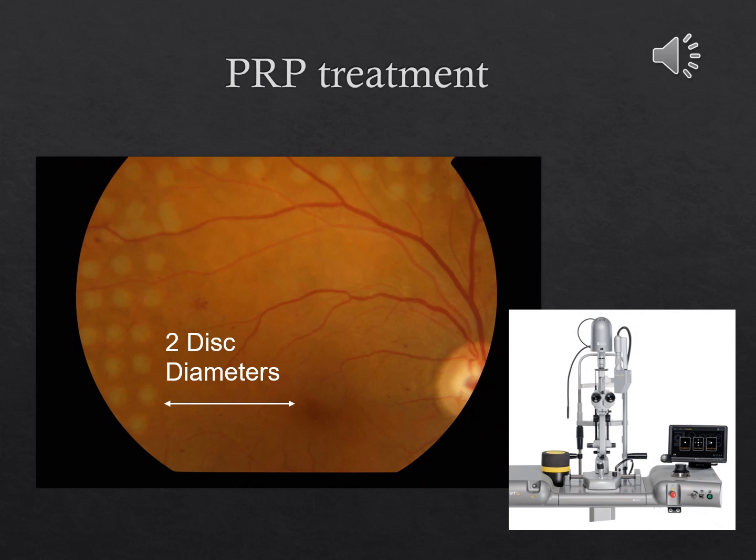This is an example of one of our laser machines. This is the EasyRet machine. The wavelength is 577 nanometers and it's a yellow laser.